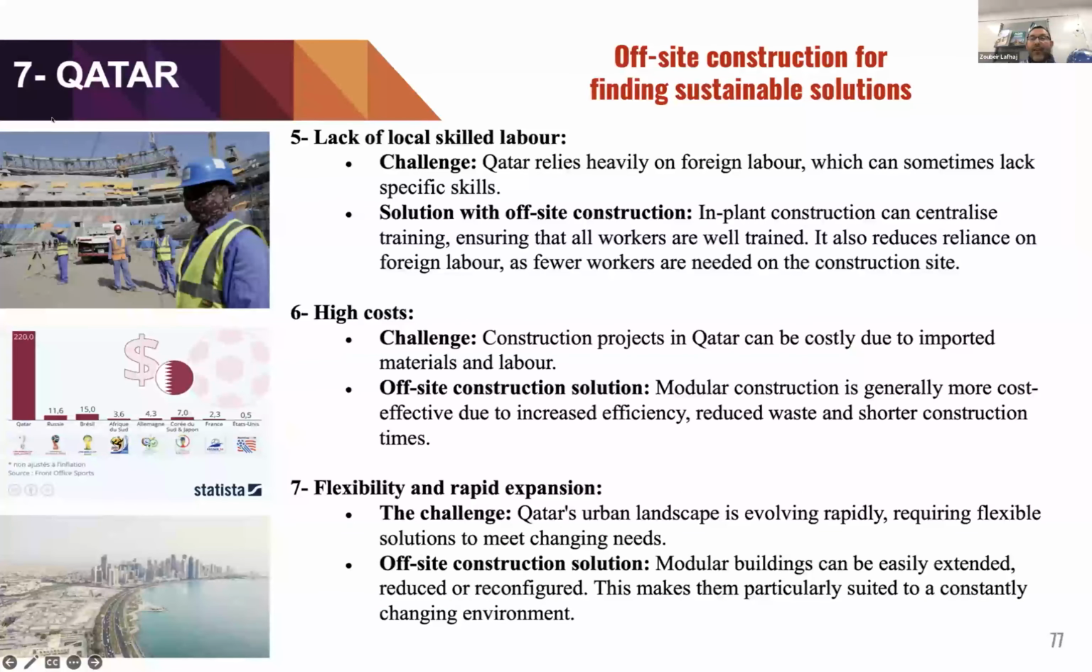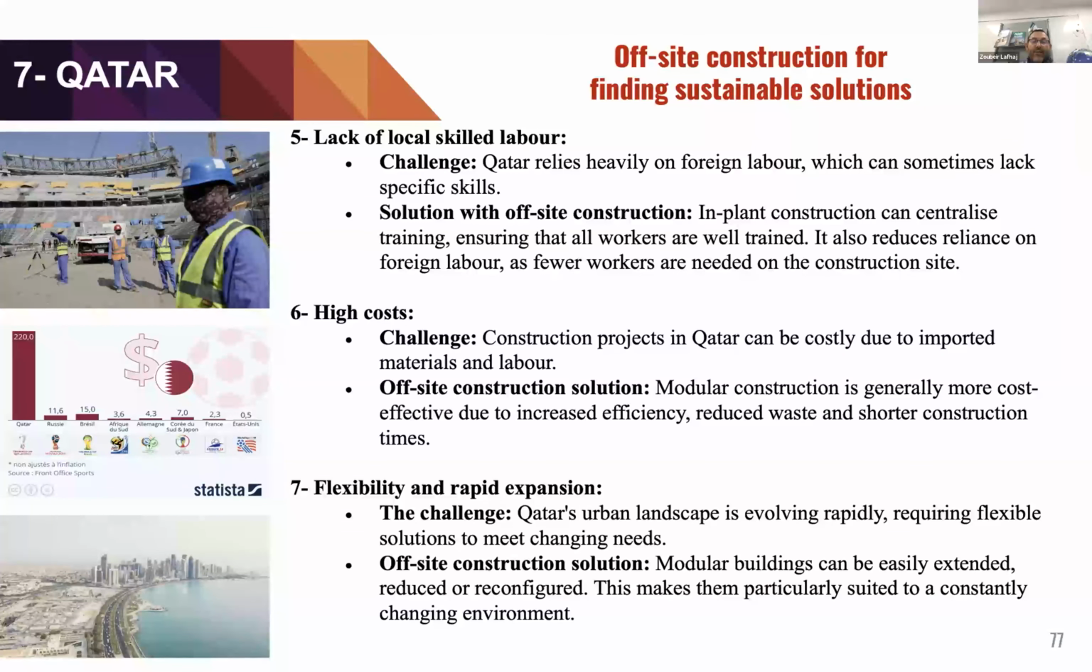So, off-site construction is finding sustainable solutions. Number 5, lack of local skilled labor. This is challenging. We can be inspired by what is happening in other countries. Qatar relies heavily on foreign labor, which can sometimes lack specific skills. Solution with off-site construction: in-plant construction can centralize training, ensuring that all workers are well trained. It also reduces the reliance on foreign labor as fewer workers are needed on the construction site. High costs, challenges. Construction projects in Qatar can be costly due to imported materials and labor. Off-site construction solution: modular construction is generally more cost-effective due to increased efficiency, reduced waste, and shorter construction times.